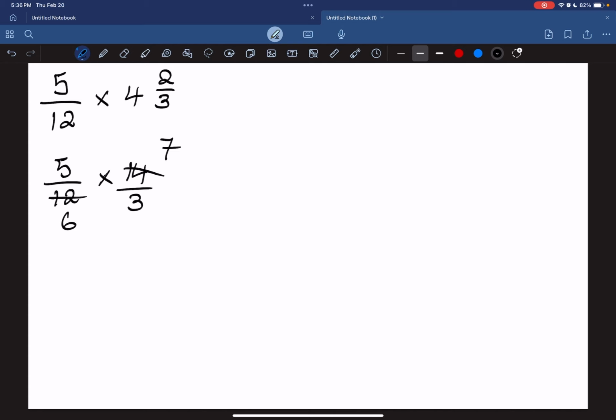Don't look at the 6 and the 3 and tell me they can reduce, because both of these are in the denominator. Alright, if one was in the numerator, then fine. But we cannot reduce them right there. So we just have to multiply across now.